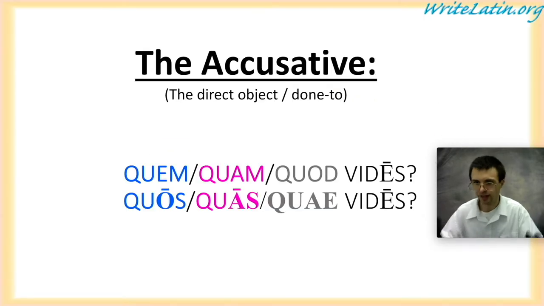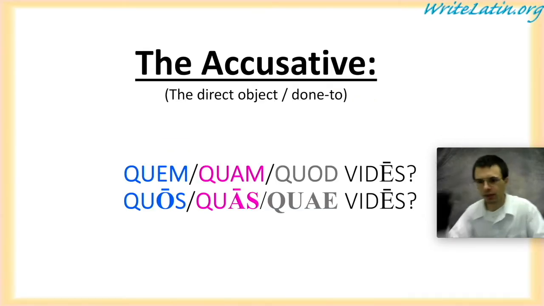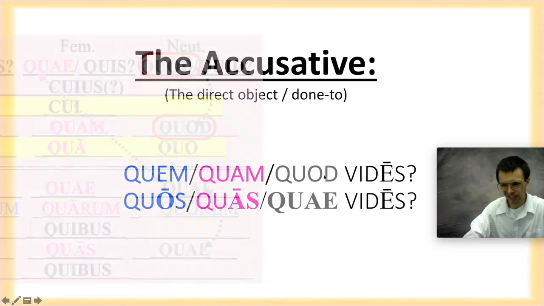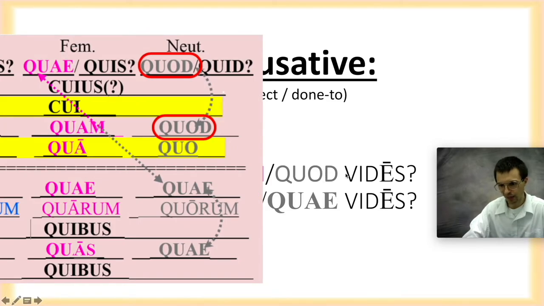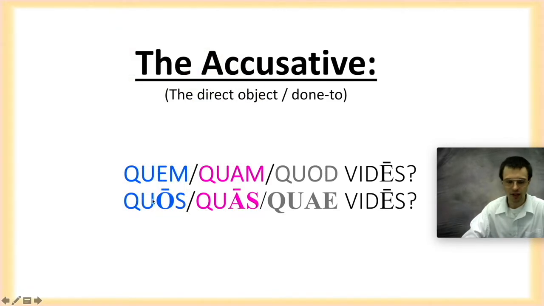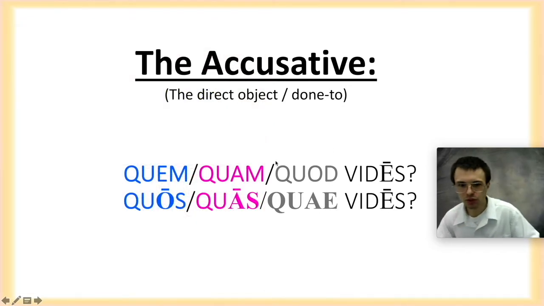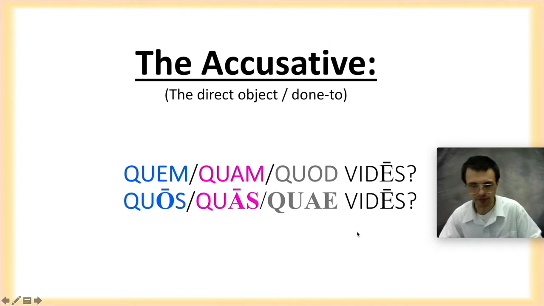Okay, easy. Now let's move on to something harder, the accusatives. Alright, so singulars have an M, or in this case a D, because of the neuter rule, id stays id in the accusative. In the plurals, they have an S. Or in the neuters, AE, because that's the feminine sounding neuter ending. All right, so whom do you see, or whom plural, which ones do you see?